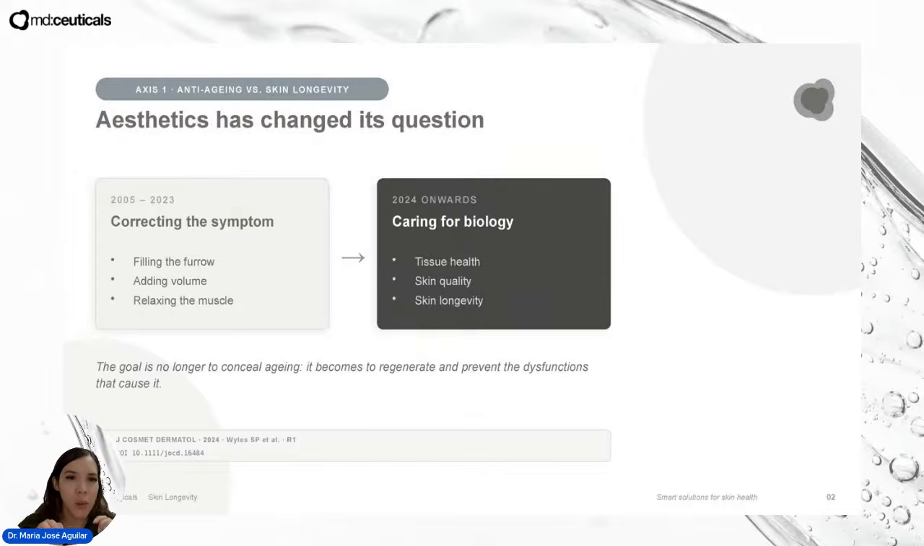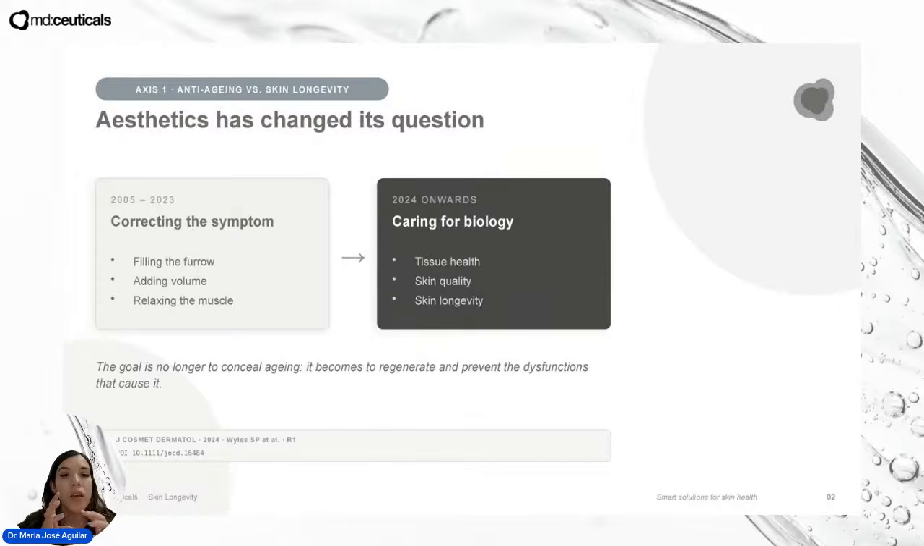So beginning with the first point, anti-aging and skin longevity. Anti-aging is a classic term of how we can correct a symptom of the aging process and how we can make the skin look younger. Since 2023, we are developing this changing approach to regenerative treatment. In this regenerative treatment is where we can find skin longevity.